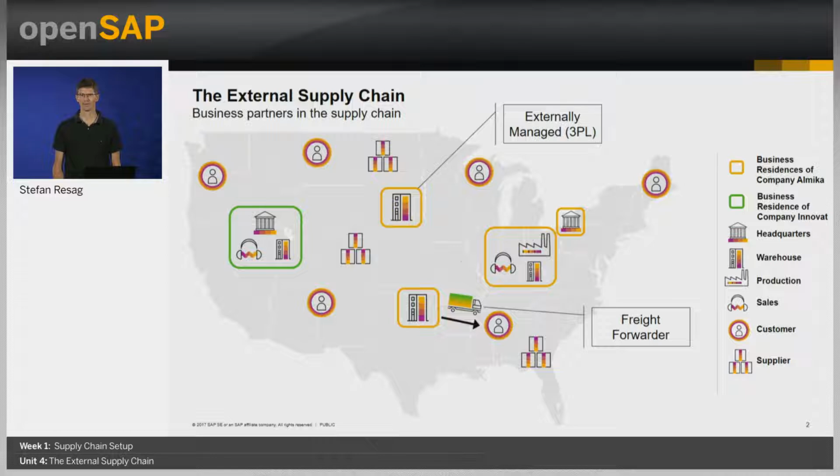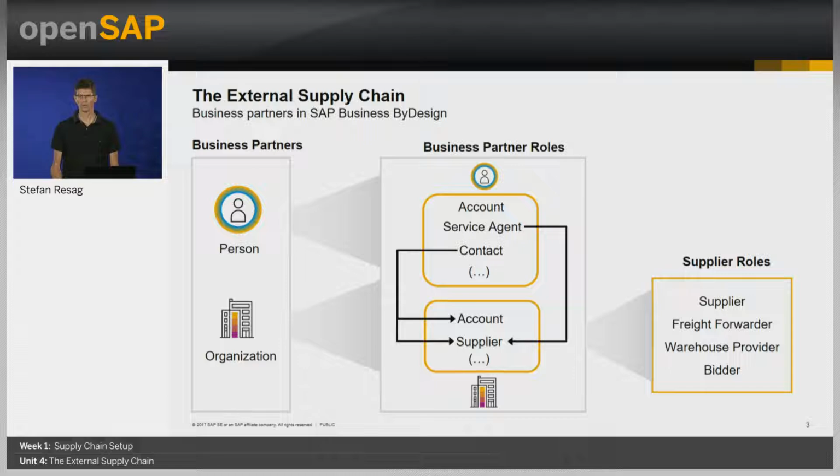So how is this reflected in SAP Business ByDesign? All parties you interact with are first represented by an entity called business partner. This can be a business partner person or a business partner organization. A business partner person could be a customer, for example in a consumer business. I will also use the term account instead of customer. Another example is a service agent, which is a person not employed in your company but working for your company.